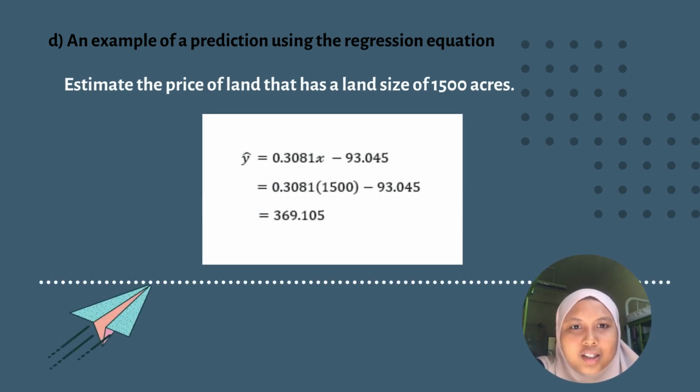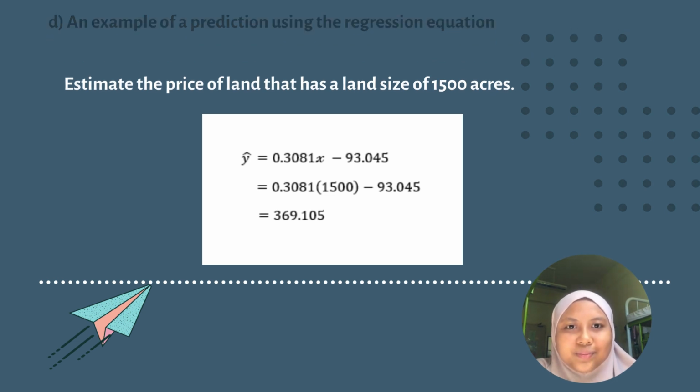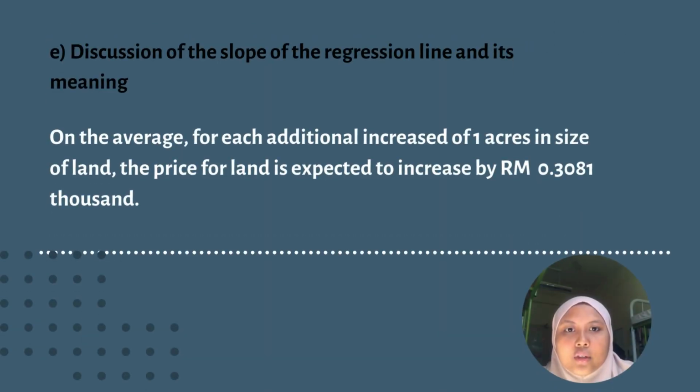Hi, my name is Nina Shakina binti Ibrahim and I will continue my group presentation. So, this is an example of prediction using the regression equation. Our group has estimated the price of land that has a land size of 1,500 acres. As a result, the land size of 1,500 acres is expected to cost 369.105 ringgit Malaysia.